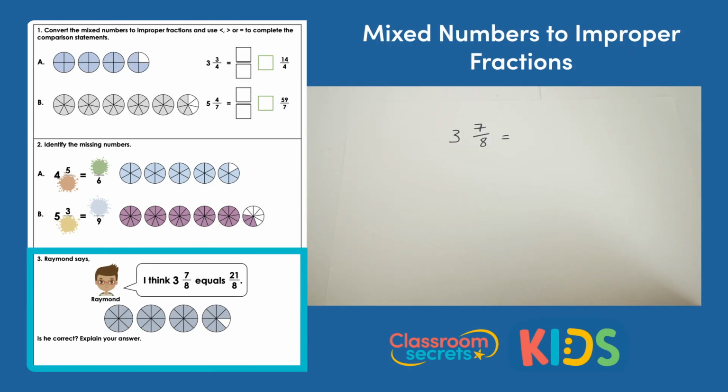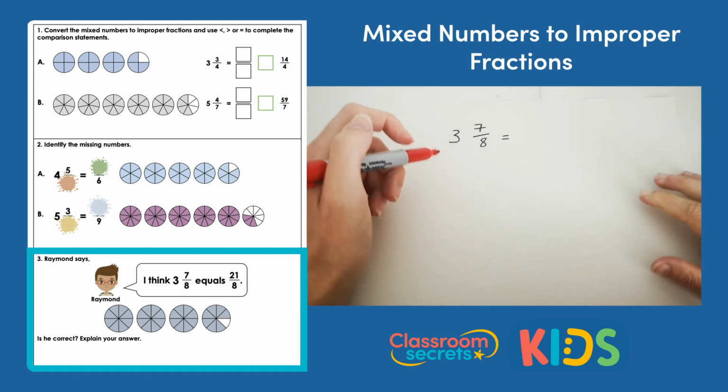Question 3. Raymond says, I think 3 7/8 equals 21/8. Is he correct? Explain your answer. What you can do for this question is, again, use the pictorial support to help you, and you can count each individual segment of the circles that's been shaded and work out how many there are in total, or we can do the other method using multiplication.